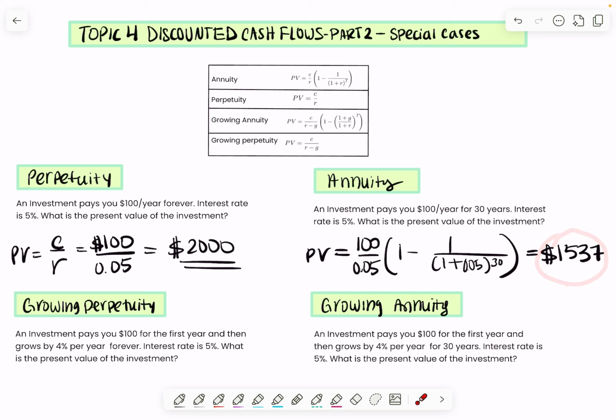$1,537 today. And that kind of makes sense because you have the same criteria here with the same rate and same cash flow. The only thing that's different is how many years they're paying you. And it makes sense that the one that's paying you forever is going to be worth more than the one that's paying you for 30 years.